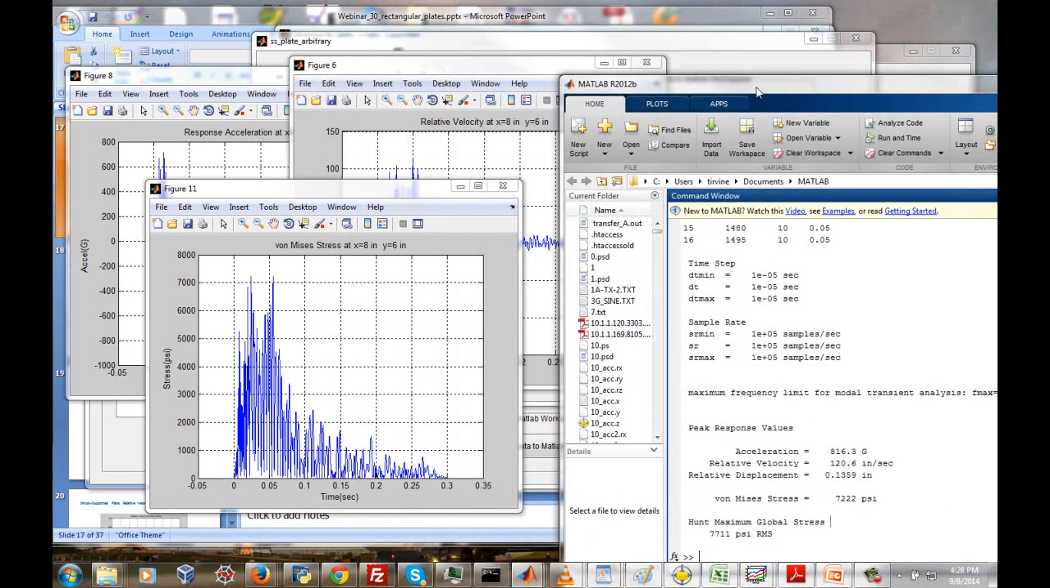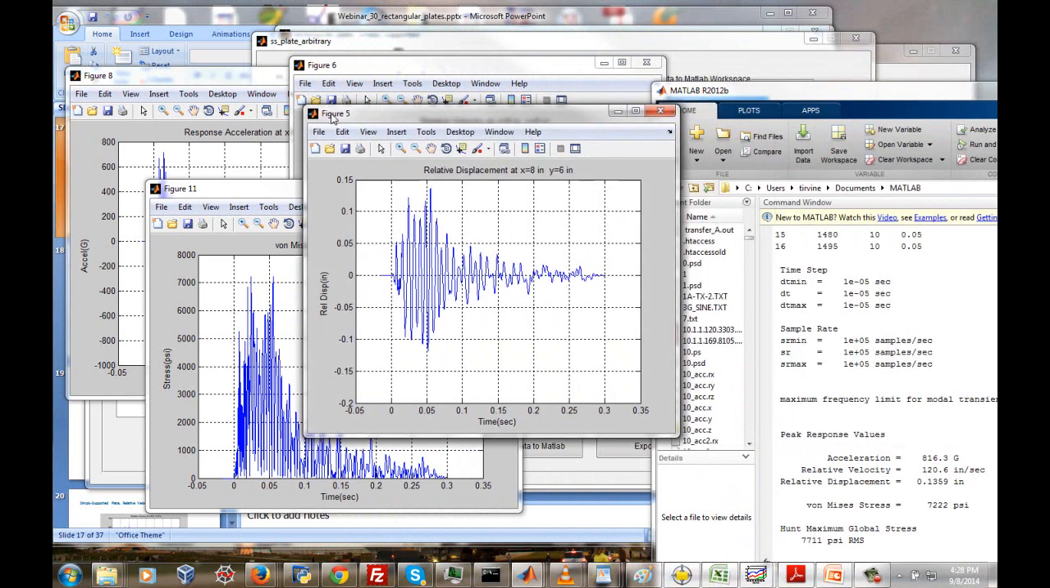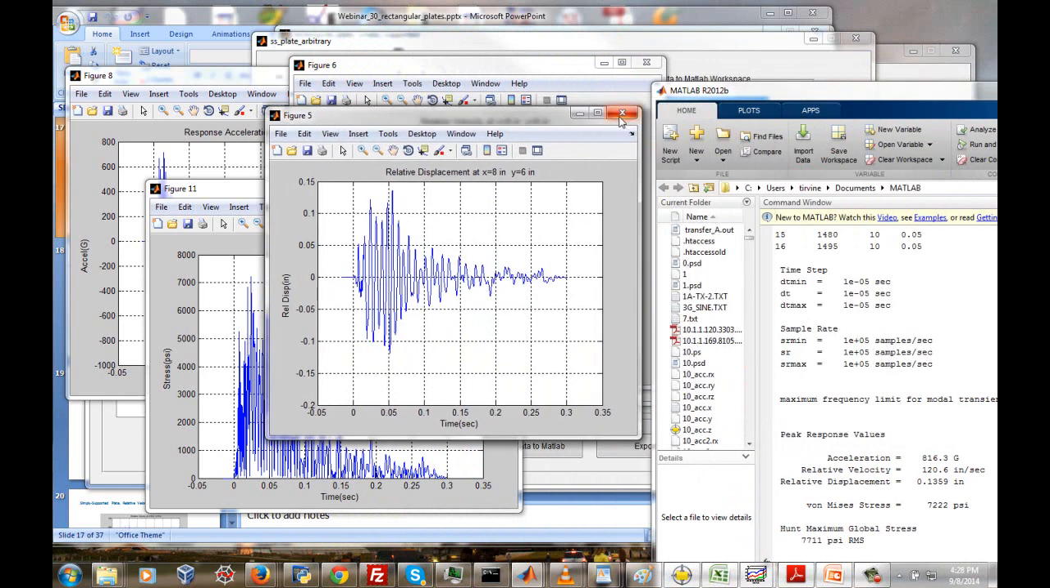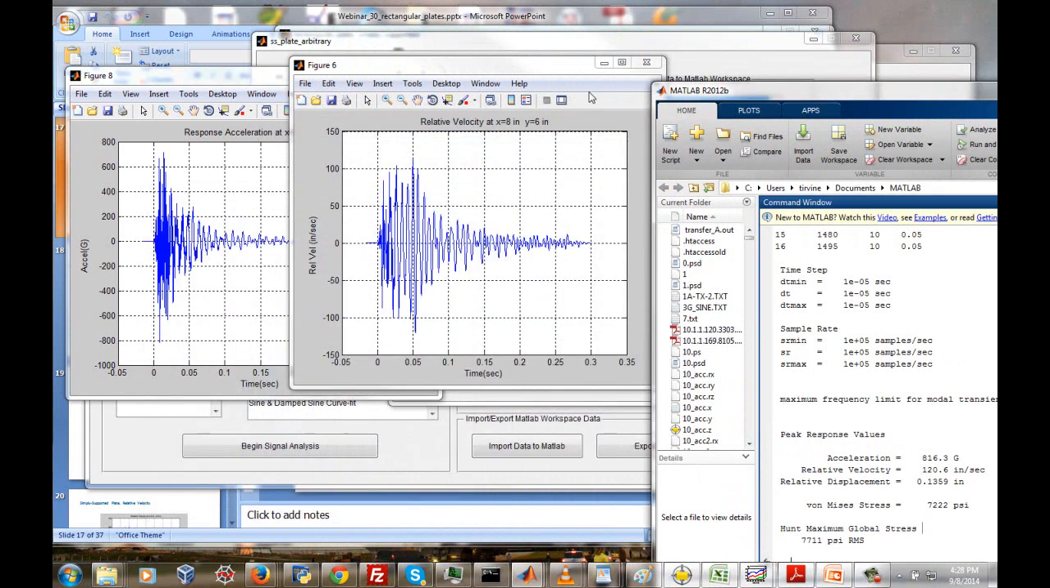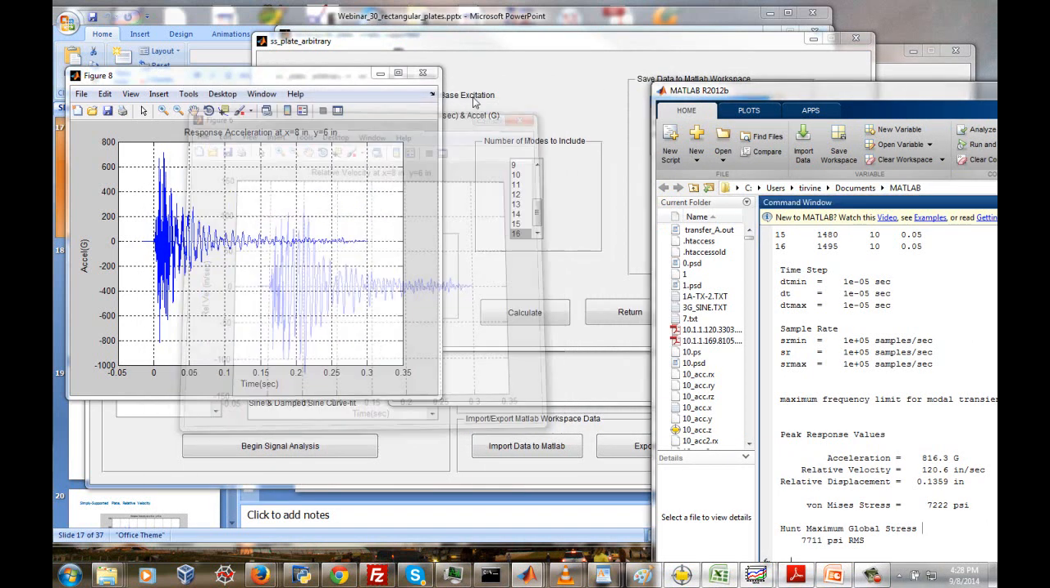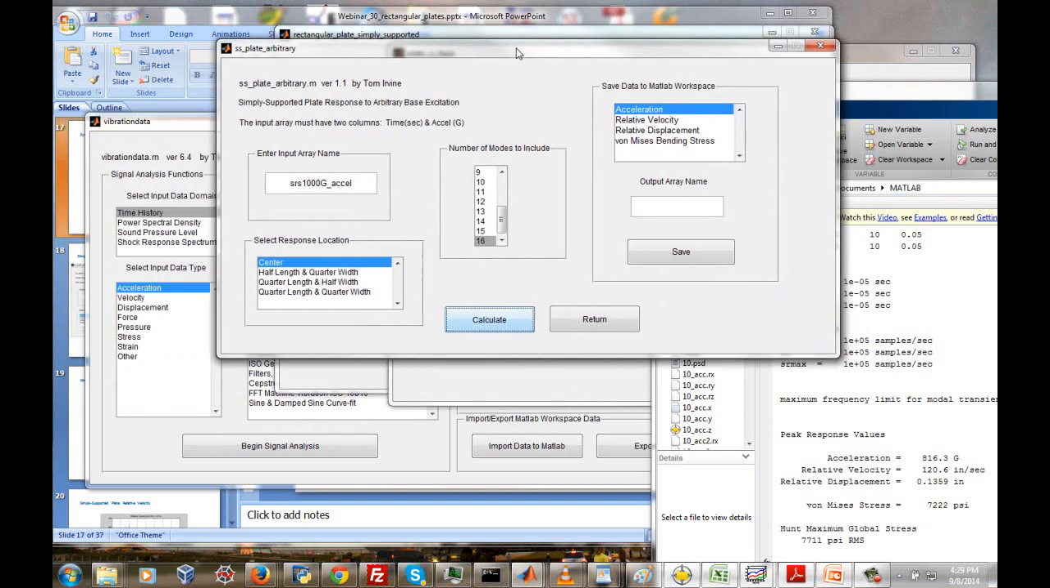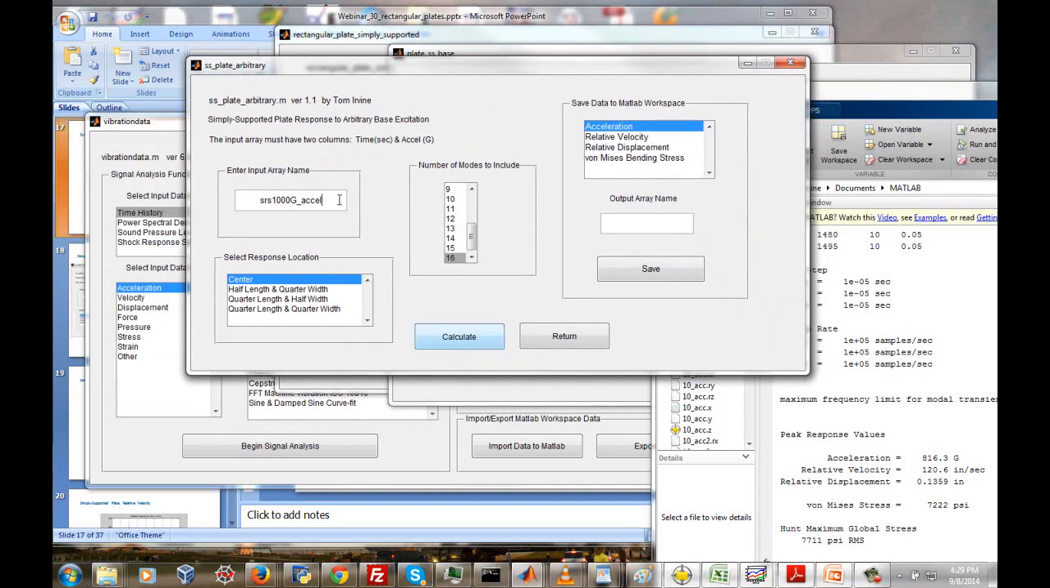So you now have the ability to take a rectangular plate with simply supported boundary conditions and subject it to a base input shock pulse. And when I say base input shock pulse, it's actually an arbitrary function, so you could make up your own arbitrary time history. It could be a sine function, it could be a damped sine, it could be white noise, it could be beat frequency, whatever. Just bring whatever you have and enter it into this script.